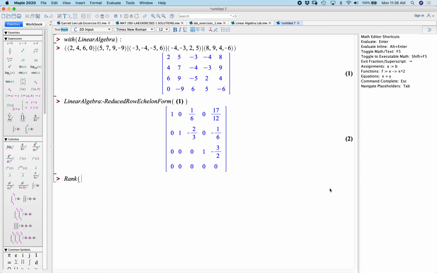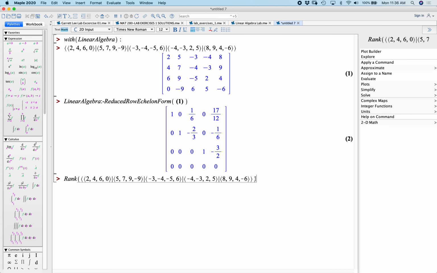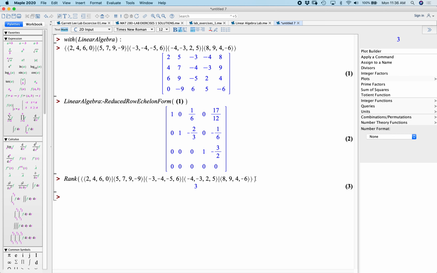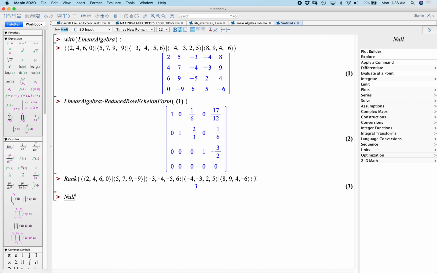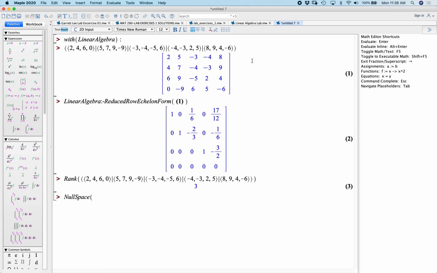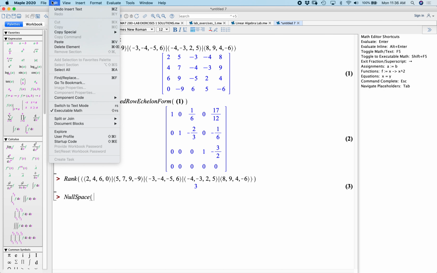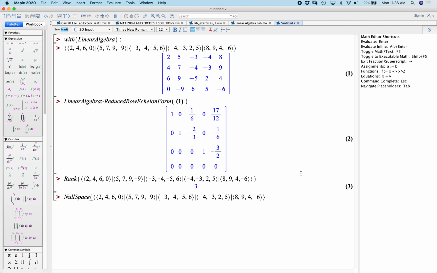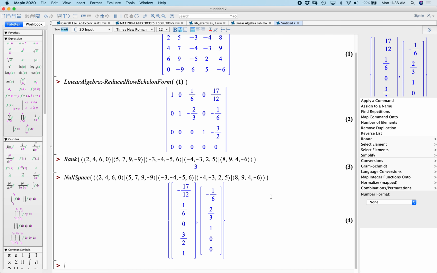If I look for the rank, I just type in rank, open parenthesis, and the matrix. The rank is going to be 3. As for the null space, just enter null space, and return. So we have those vectors returned.